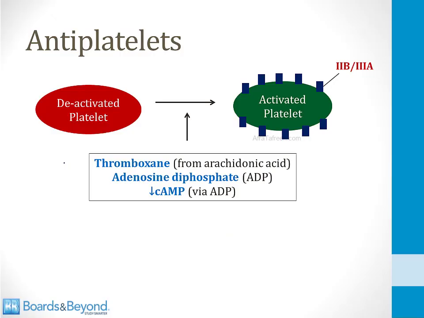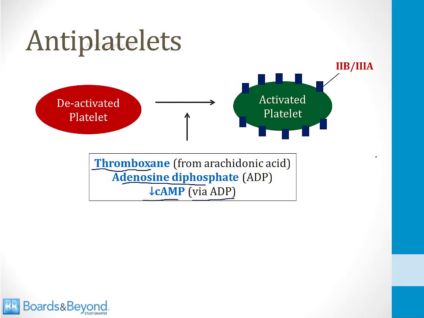Antiplatelet drugs are very easy to understand if you know the substances that can activate platelets. Thromboxane from arachidonic acid is a very powerful platelet activator, so many drugs block formation of thromboxane. ADP is a powerful activator of platelets, so there's a class of drugs that blocks ADP. And finally, a low cyclic AMP level inside of platelets causes the platelet to become activated. This is the way that ADP works. So drugs which raise the cyclic AMP level will function as antiplatelets.